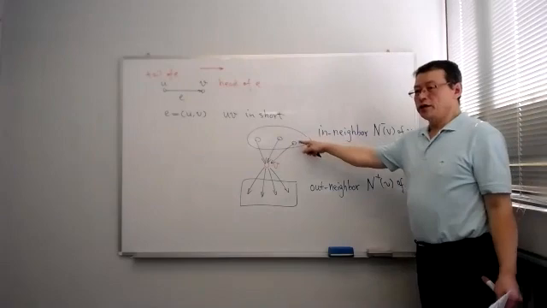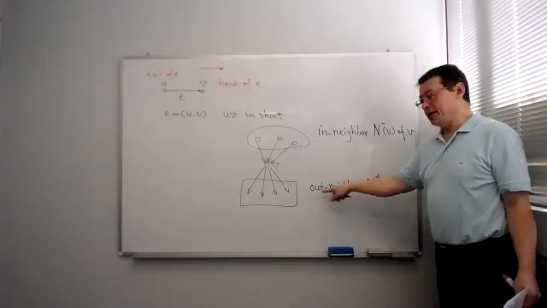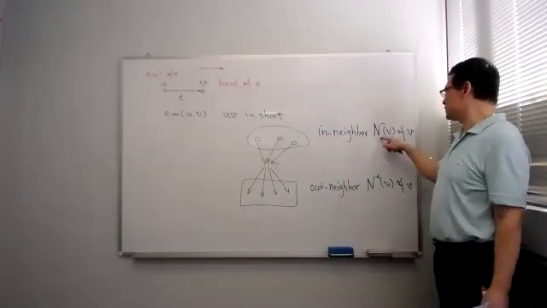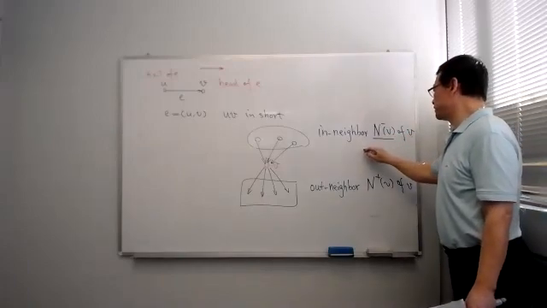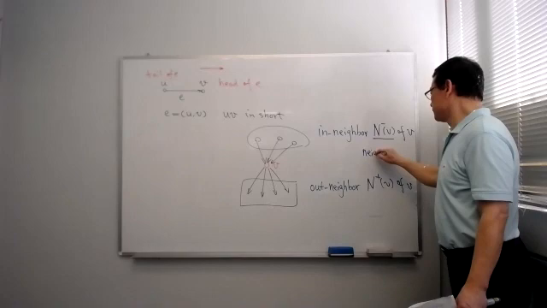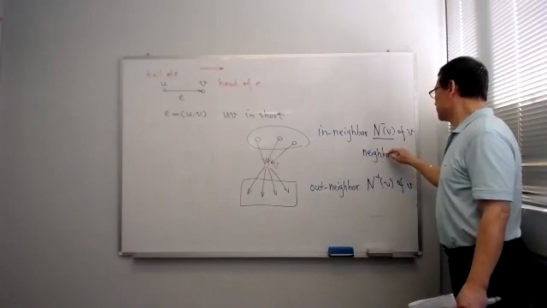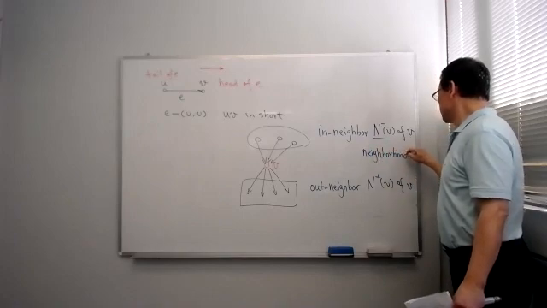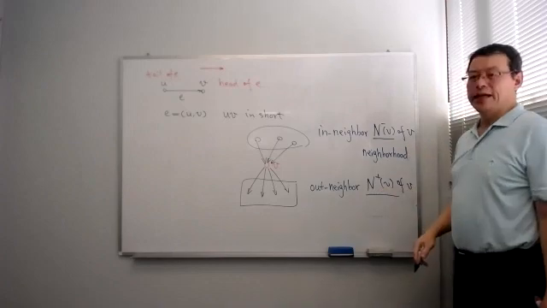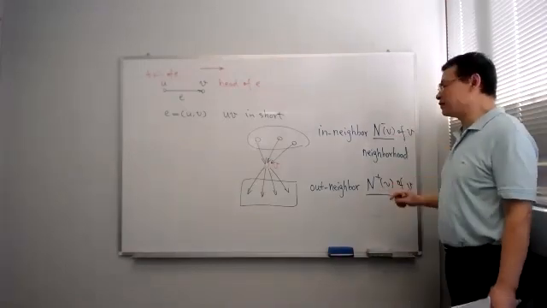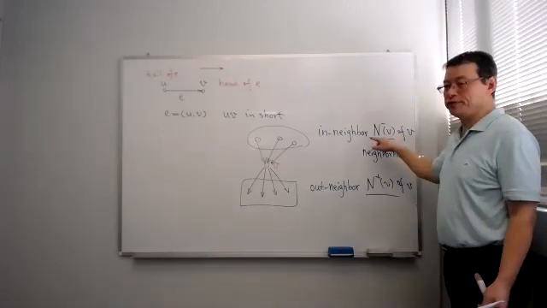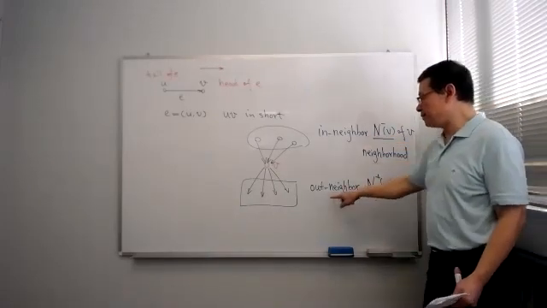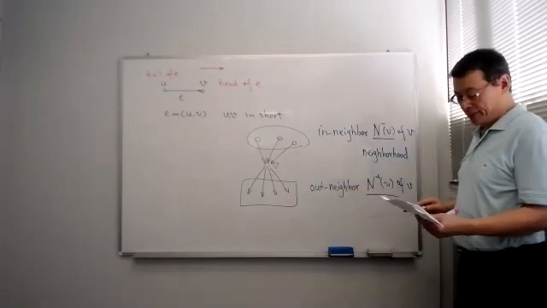Each element here is called an in neighbor. Each vertex here is called an out neighbor. This set is sometimes called the out neighborhood, and similarly this one can be called the in neighborhood. Some people call it this way. Each vertex here is called an in neighbor, and each element here is called an out neighbor.